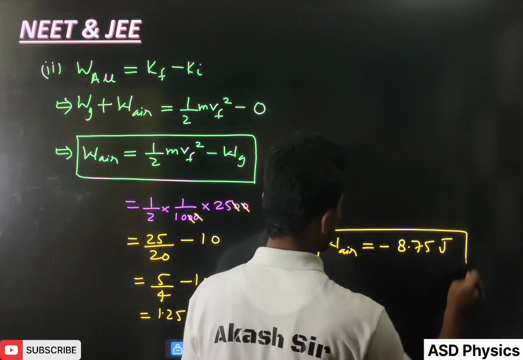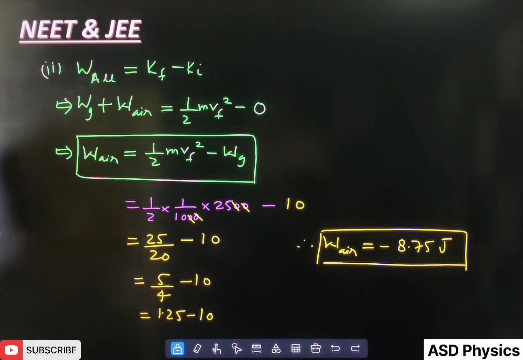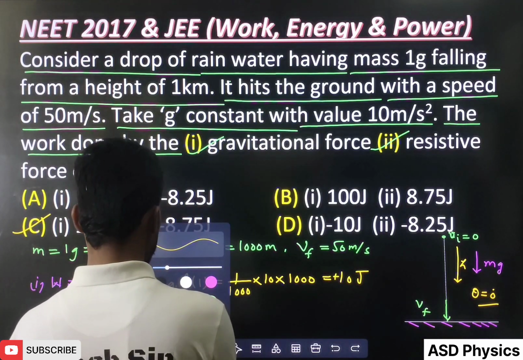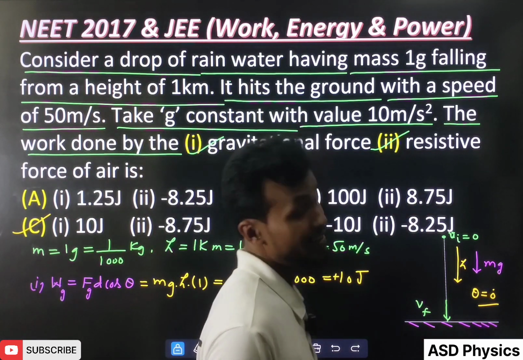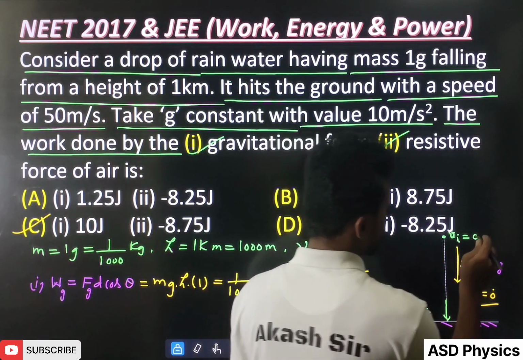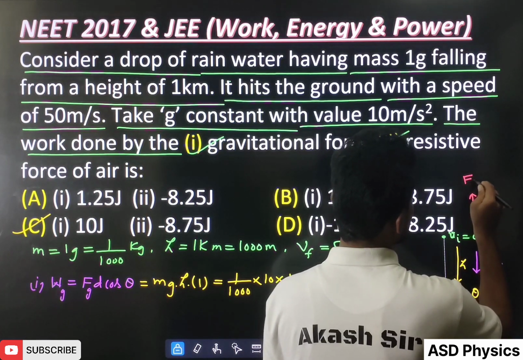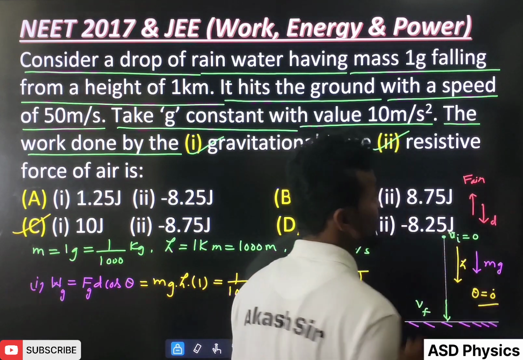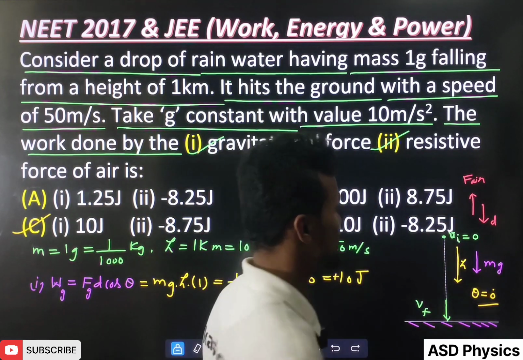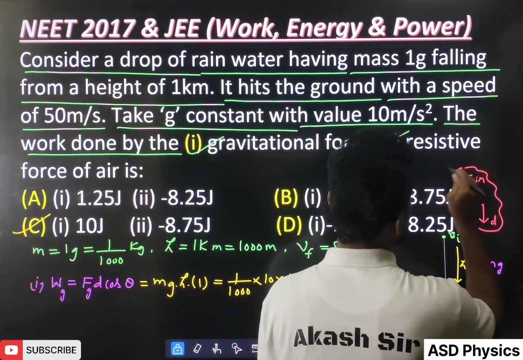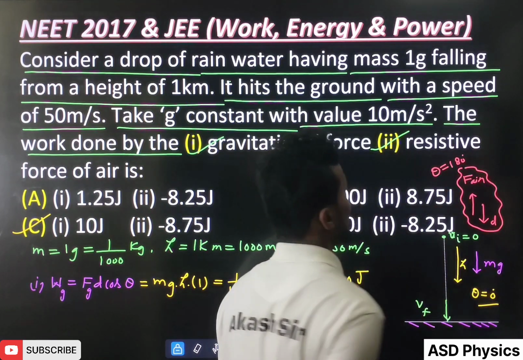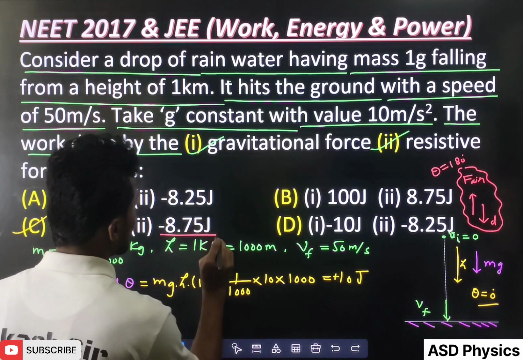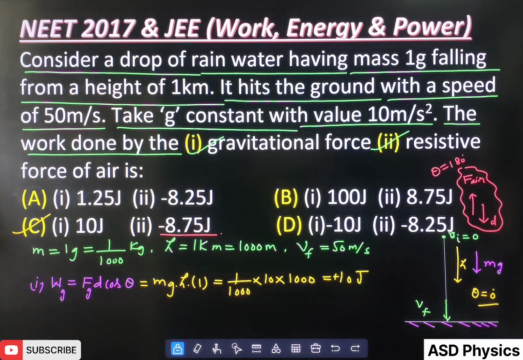What is coming here? Minus 8.75 joule. Kindly understand very well. And what is the meaning of the minus sign? When the drop is falling downward, the air resistance will act in the upward direction, and the displacement is in the downward direction. Here theta will be 180 degree, and that's why the work done by the air resistance is negative, and that's why it is coming minus 8.75 joule. Okay, can you see very well?